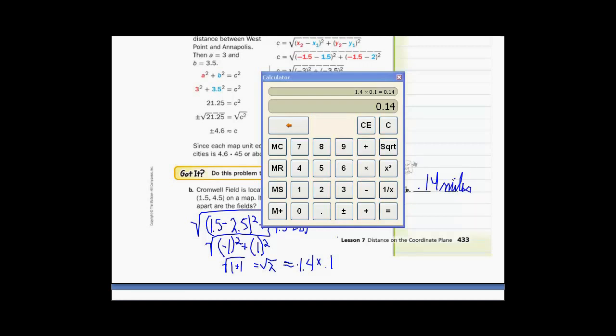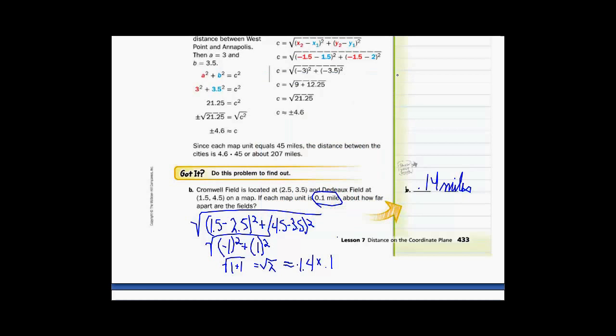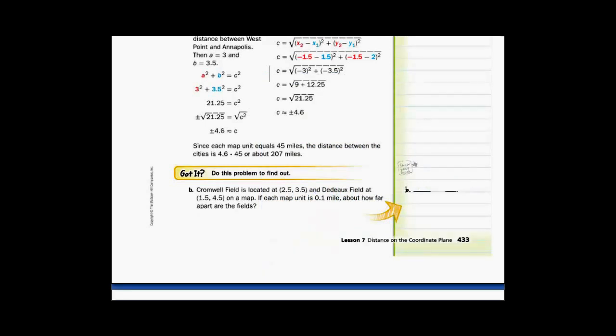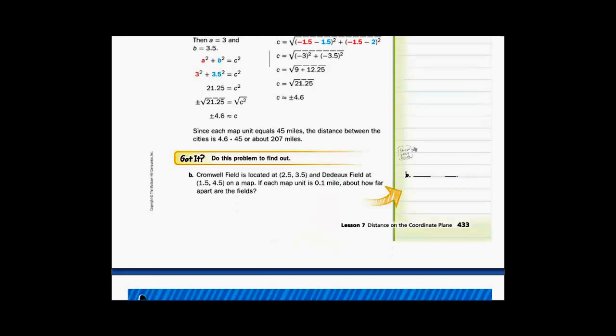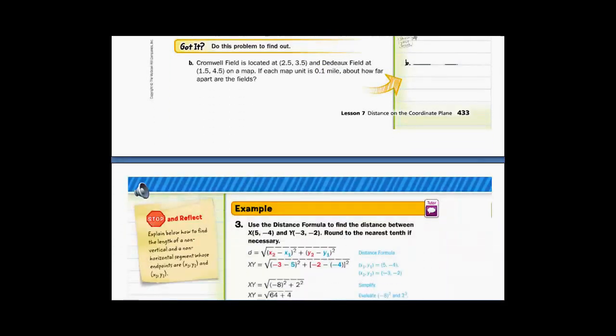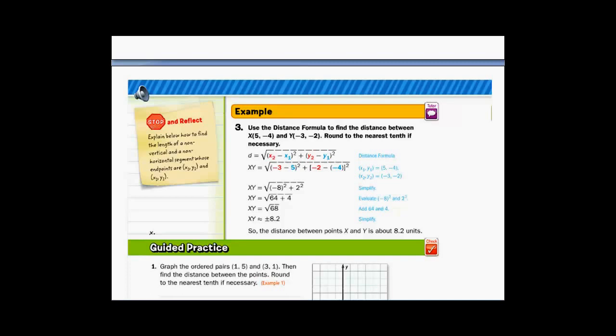0.14 miles. Okay. So I believe we got one more example for you, and then you will be done. Use the distance formula to find the distance between point X, which is 5, -4, and Y, which is -3, -2, round to the nearest tenth if necessary. So we've got x2 minus x1, -3 minus 5, be -8, which they squared to get 64.